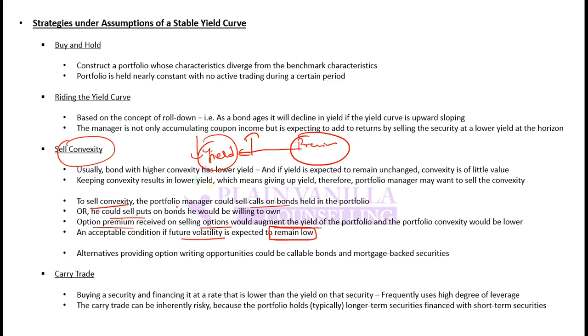Alternatives. So one way of increasing yield is that you take options. Other alternatives of selling convexity could be taking exposure to options through callable bonds or through mortgage-backed securities.